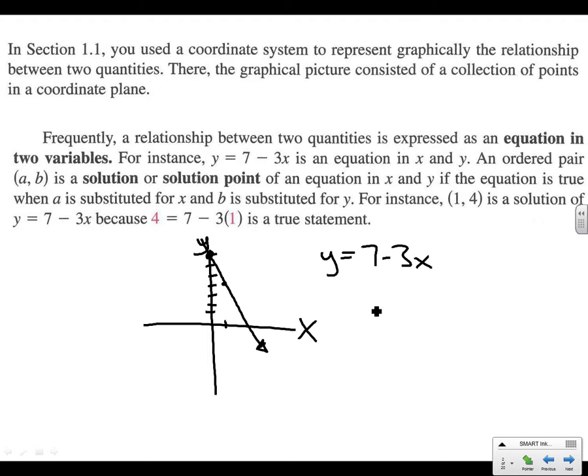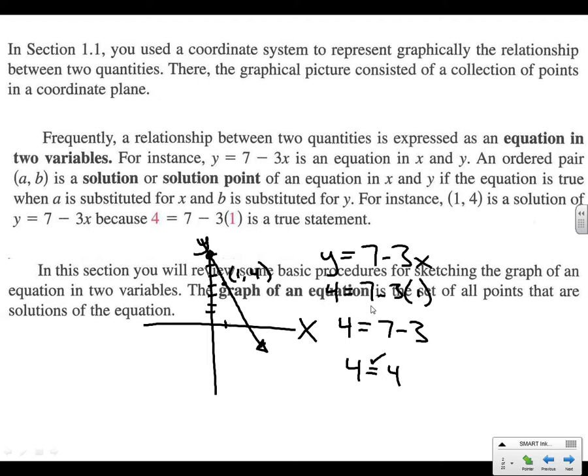That's what our line would be. The question is, is the point (1, 4) on the line? So we just proved it graphically. Algebraically, the way we would do it is plug those points in. 4 would go for y, and 1 would go for x, and we would check to see if that works. And yes, it does. So (1, 4) would be on that line.